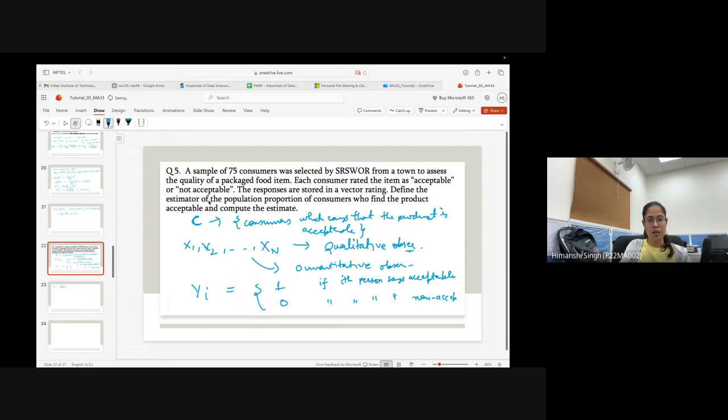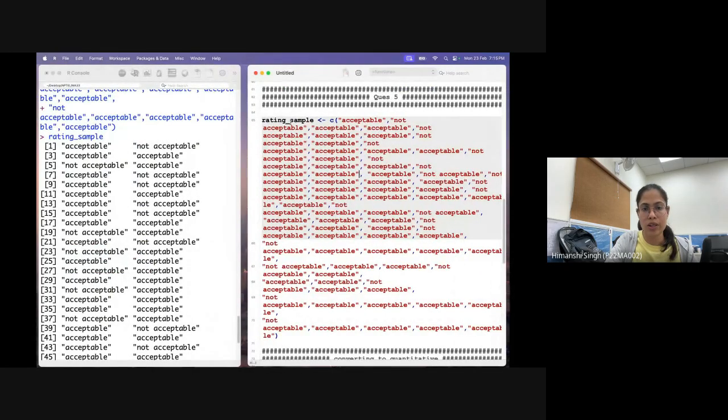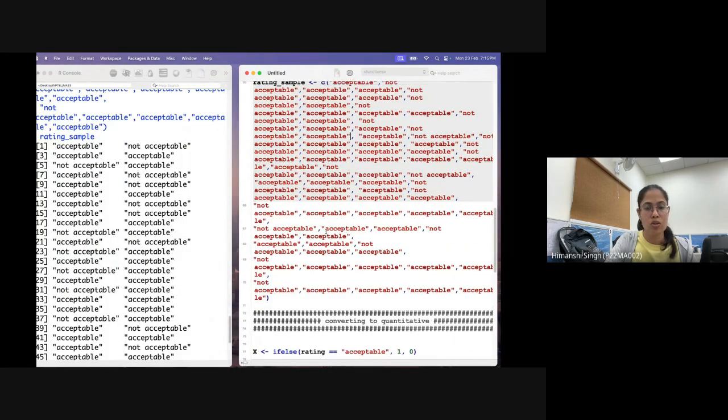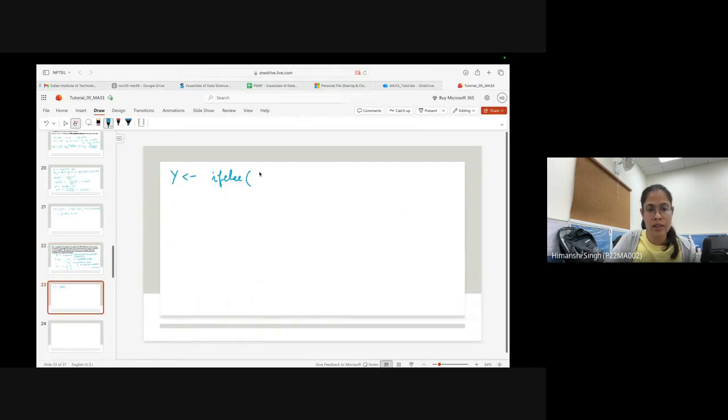So this was a vector. What was the vector I have taken? That was rating sample. So here I have taken this to be rating sample. So ifelse, rating underscore sample. Basically I'm taking rating sample to be the values stored in it. If rating sample is equal to acceptable, comma. So what does the ifelse command do? It basically goes to the first argument.